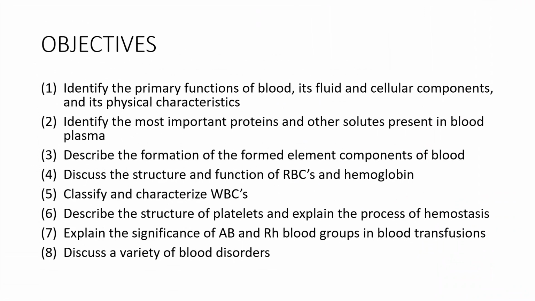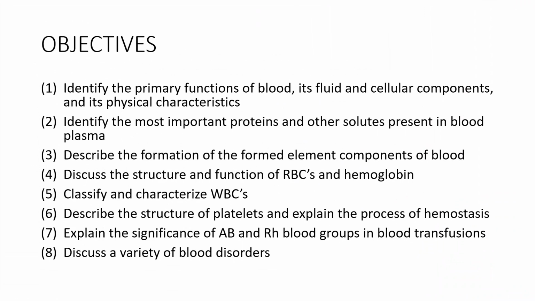Regarding blood, we're going to take a look at the primary functions of blood in Objective 1, its fluid and cellular components, and its physical characteristics. Objective 2, you need to identify the most important proteins and other solutes present in blood plasma. Number 3, describe the formation of the formed elements of blood. Formed elements, we're talking about the cells, red blood cells, white blood cells, and platelets, and how they are formed.